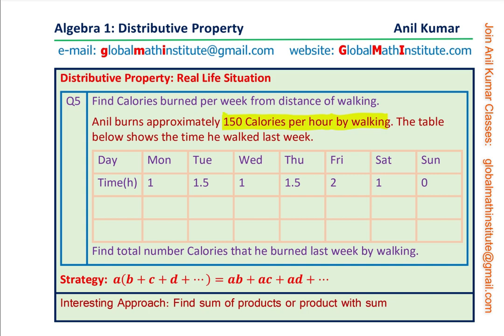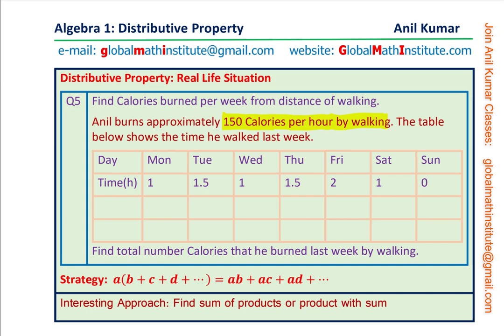Now, I have taken 150 calories. It depends really on how fast you walk. If you walk with a speed of 5 kilometers an hour, this is the amount of calories you can burn. Okay, great. Good information.